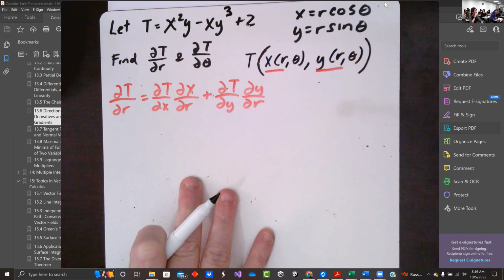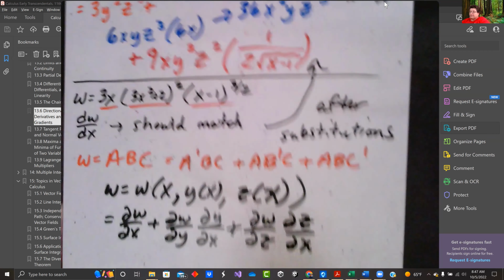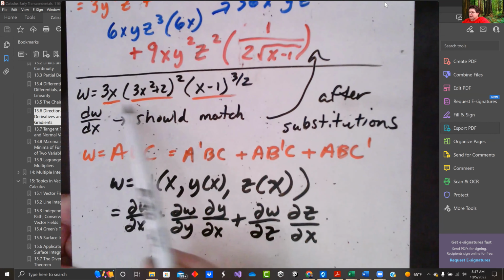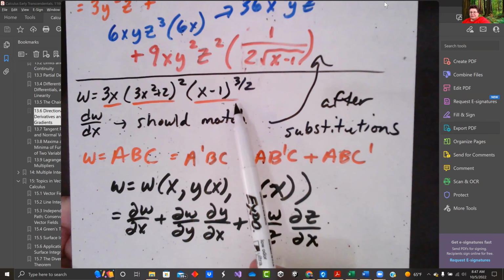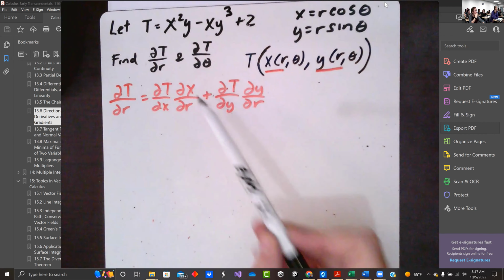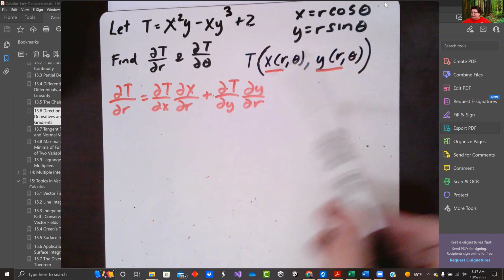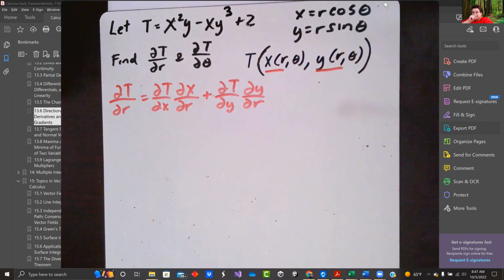Why in the last one was it just a regular derivative? That's an excellent question. Why did I use a regular d right there? Because when I substituted everything in, I could make it just a function of x. Here I cannot do that. Even if I substitute in r cosine theta and r sine theta, I will have a theta in there, not just an r. So it's got to be a partial.